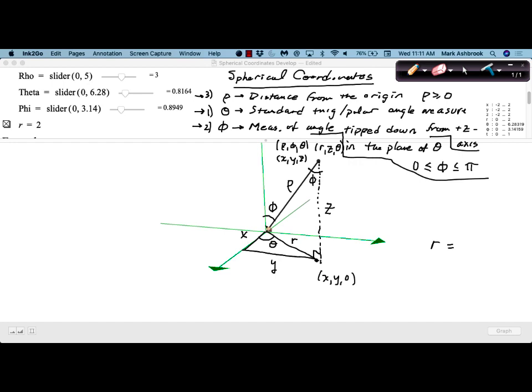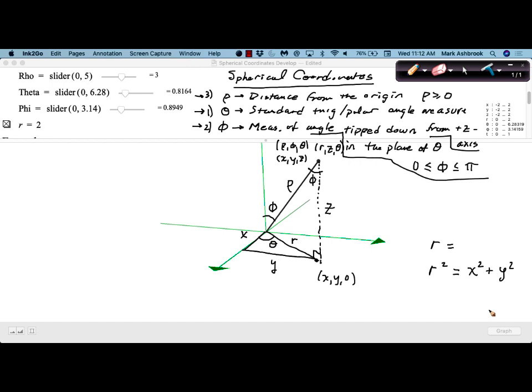So how about this? What about in the xy plane? How do I express or relate R to the stuff in the xy plane? R squared equals x squared plus y squared. Okay, good. And then what about the new triangle that we got here?